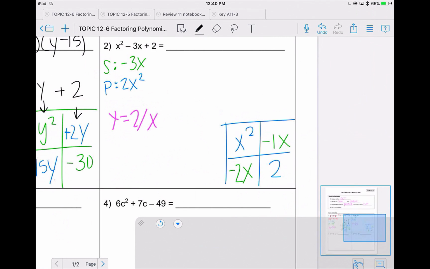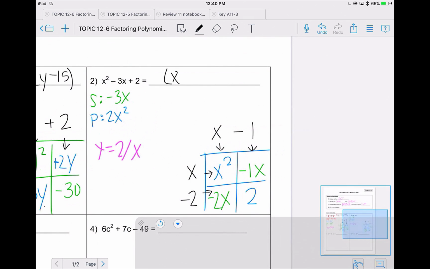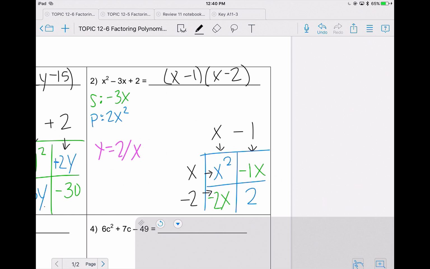My GCF in this column, x squared and negative 2x, share an x. Negative 1x and 2 share a negative 1. Remember, whatever is closest to the edge of your box is the sign that you put. x squared and negative 1x share an x. Negative 2x and 2 share a negative 2. So my factors are x minus 1 and x minus 2.